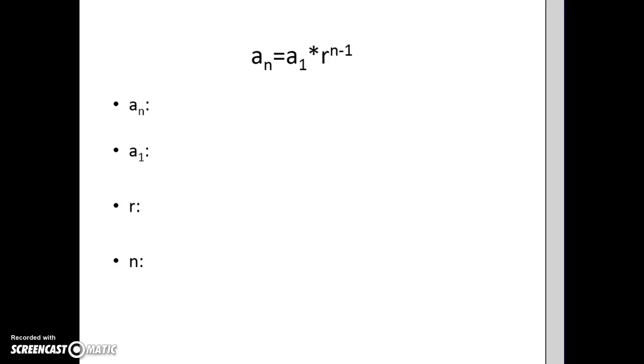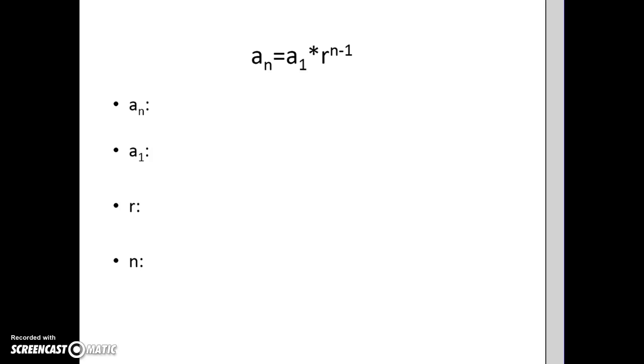The formula looks kind of intimidating because it has subscripts in it. You have an A to the n subscript and an A to the 1 subscript. Subscripts are the little letters below, times R, which has an exponent, and the exponent is n minus 1. So it looks kind of intimidating. But if we break this down to each of these and what they represent, it becomes much easier.